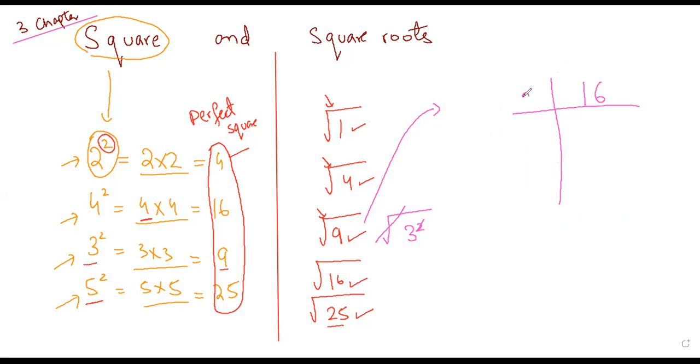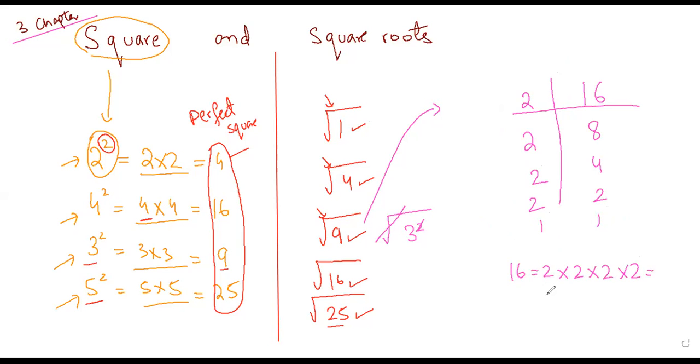ठीक है, मैंने 2 लिखा, this would give me 8. Again, I am going to write down 2. This would give me 4. Again 2. This would give me 2. Again 2, 1 and 1. This means I can write down 16 as 2 multiplied by 2 multiplied by 2 multiplied by 2.